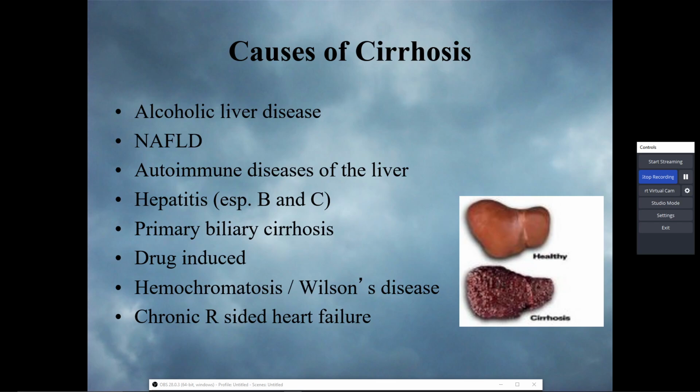We have hemochromatosis, Wilson's disease, and then we have chronic right-sided heart failure, which impairs blood flow output or decreases cardiac output to the liver itself, decreasing liver perfusion pressures, and therefore we don't maintain adequate perfusion pressures within the liver to keep the liver, one, healthy, and two, to allow it to do its job.